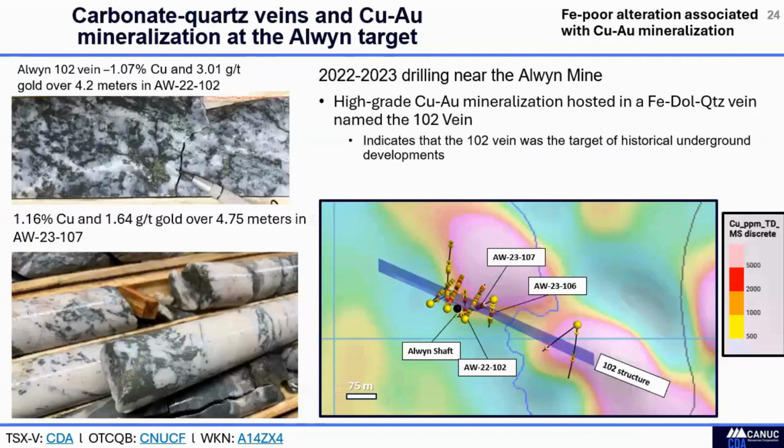And then I would say that one of the key targets, and something that we wanted to explore back in 2022, we didn't really know what we were going to get, but what we found was a target that we named the Alwyn 2 vein. So it's dolomite or ferrodolomite with quartz vein mineralized with chalcopyrite. There is an example in the core boxes there.